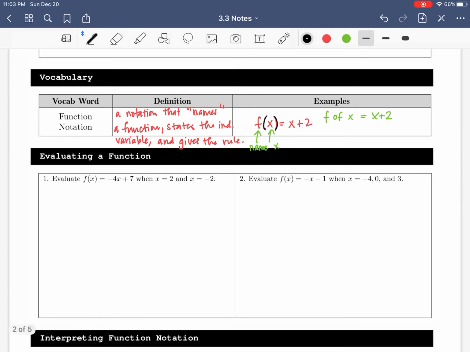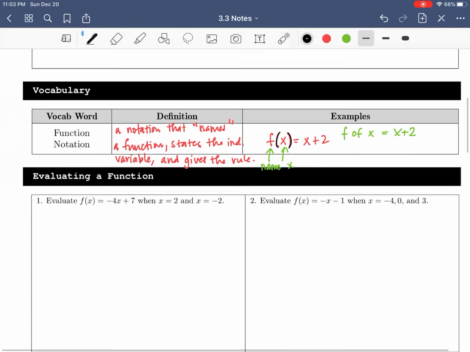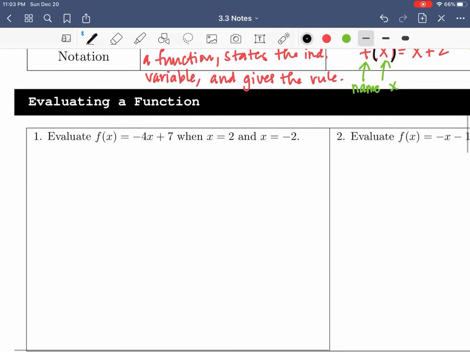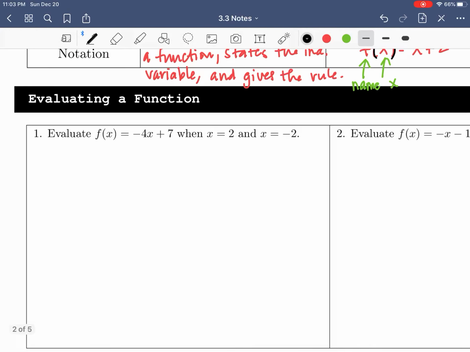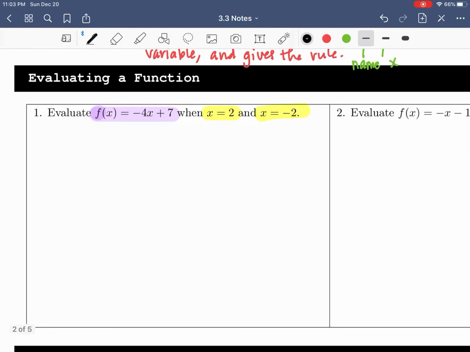So back in here, this is our function notation. Here's our example, f of x equals x plus 2. The first thing we're going to do is evaluate some of these functions. They gave us a function. Its name is f. It says f of x equals -4x plus 7. We're going to evaluate it in 2 places: when x equals 2 and when x equals -2. So basically, we're going to be plugging in 2 different inputs.